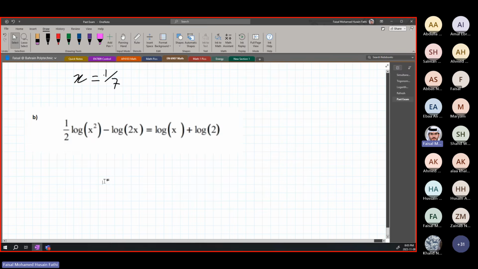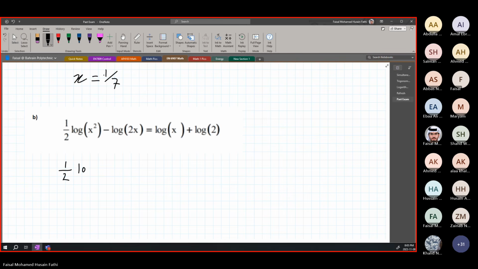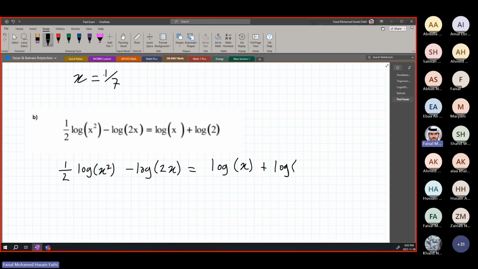Part B. We have half log x squared minus log 2x equals, this one is so easy. Super easy, right? Super easy. I taught you all the rules of logs, I taught you all the rules of logs. You just have to apply them. The first thing you see in a log, when you see log, you make sure all the bases of the log are the same. Since there is no base number mentioned, log is equal to log base 10. We don't need to put the 10, but they all have the same base.